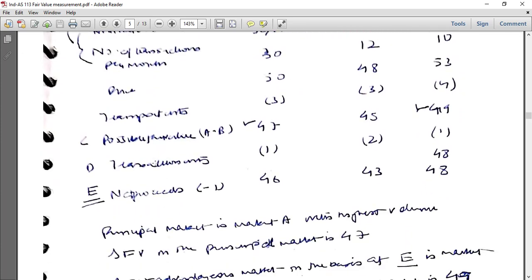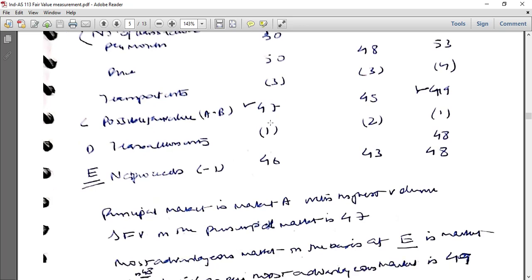So principal market A has got the maximum volume. Hence, market A would be the principal market, and the price would be determined. Fair value would be after taking into consideration the transportation cost only, and not the transaction cost. Hence, the fair value for principal market A would be 47.